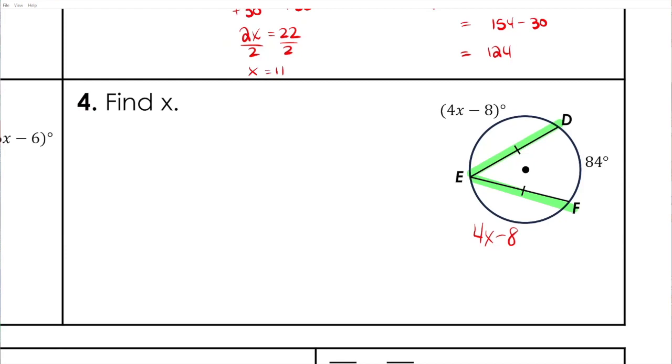What do we know about the entirety of this circle, though? The whole circle is 360. Do we know all 3 of the portions of the circle? Yes. So what we're going to do is we're going to go 4x minus 8 plus 4x minus 8 plus 84 is 360. So essentially what we did was we took the 2 arcs and then added it with the DF that we knew that they gave to us.